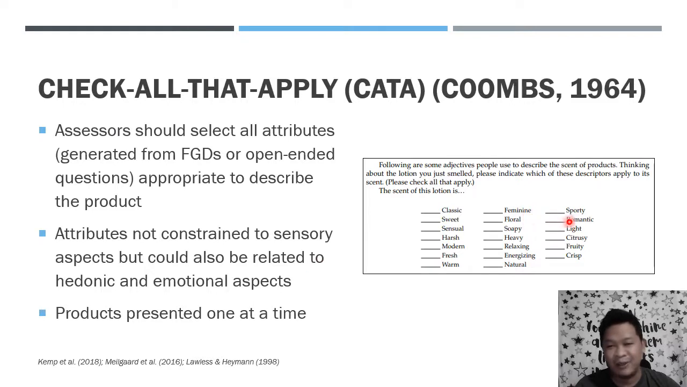Kasi romantic. Okay, how can you say that a certain food, well, in this case, it's a lotion, pero does it apply to food products as well? Yung mga na-evoke na emotions ng isang food product.